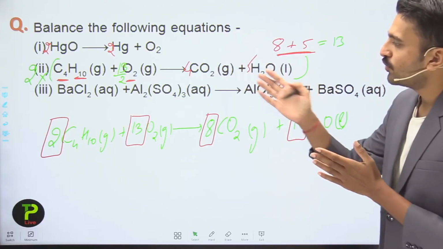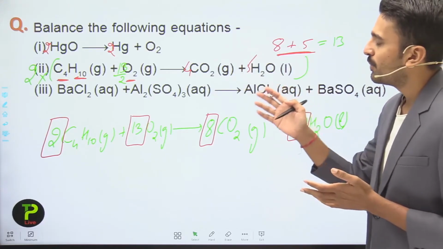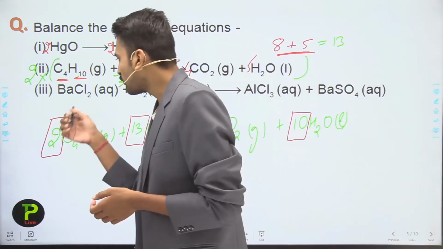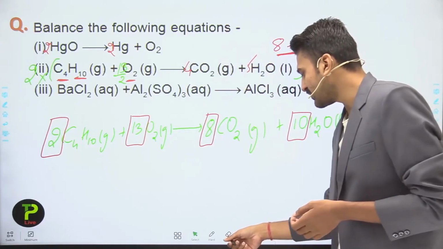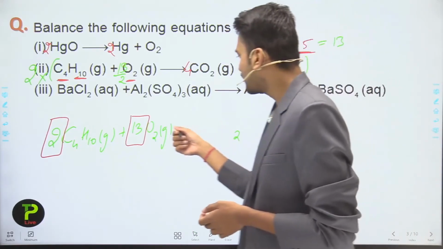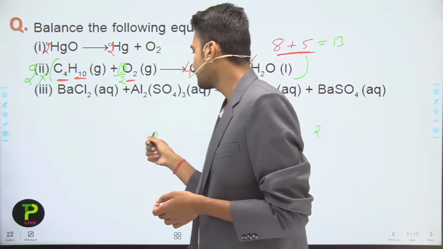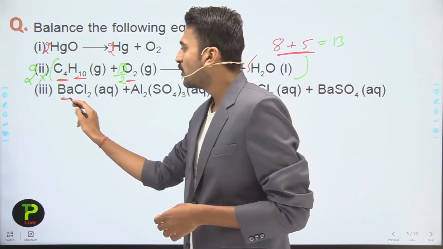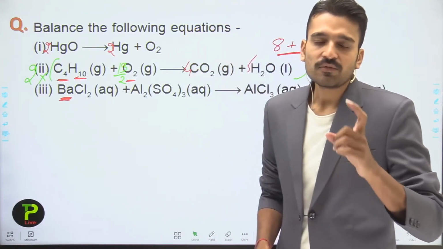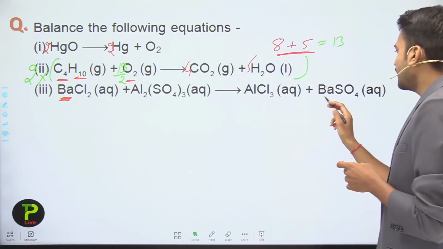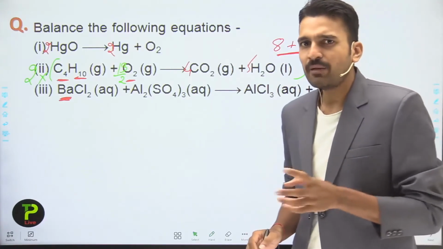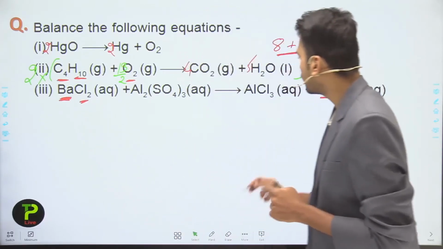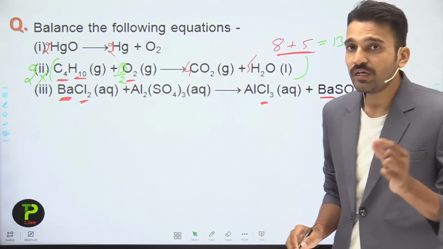Now moving on to the next, that is BaCl2 plus Al2(SO4)3 gives AlCl3 plus BaSO4. For writing and balancing this particular equation, I have to erase this part. So on erasing this part and writing this, here you see the barium atoms are only 1, and on the product side you also see the barium atoms are 1. It means that barium is already balanced, while the chlorine atoms here are 2 and here they are 3. So chlorine is unbalanced.